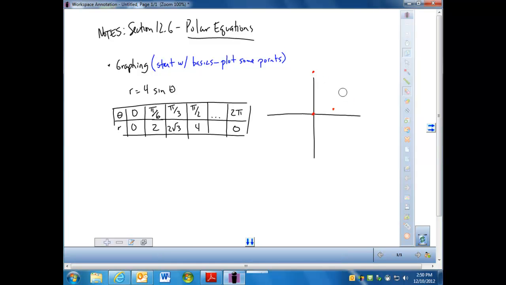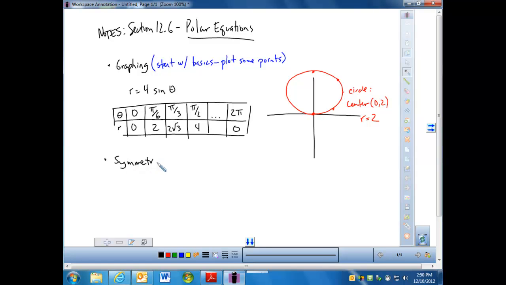And I can see from all of these points here that eventually I am going to get a pretty sweet circle right there. That circle whose center is 0, 2. Or, if you will, that would be what in polar coordinates? Like a 2, pi over 2, with a radius of 2. And so that's one way that you can graph.